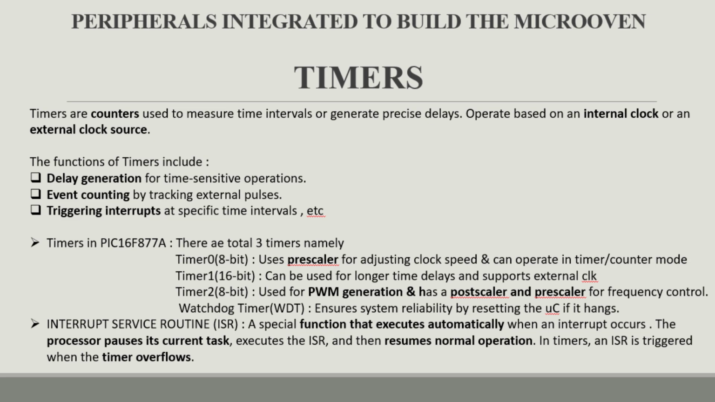Next we have timer 1, which is 16-bit, and it supports longer time delays and can work with an external clock. Further we have timer 2, which is an 8-bit timer. It is used for PWM, that is pulse width modulation generation, and includes postscaler and prescaler for frequency control. Now as I have told about the prescaler, what is a postscaler? A postscaler is used after a timer overflows to further divide the output frequency. It basically controls how often an interrupt is generated from a timer overflow. Also, the timer used for our oven project is timer 2 of the PIC16F.